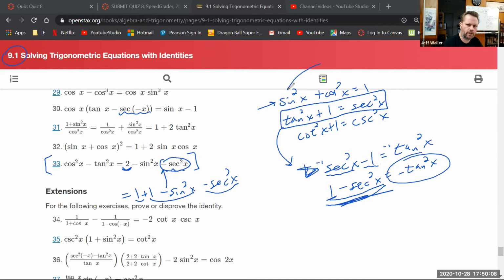Cosine, right? If this squared affects sine squared, I'll get cosine squared. Do you see that? Who was it who asked me? Was it Athena? Yeah, I got it. Thank you.